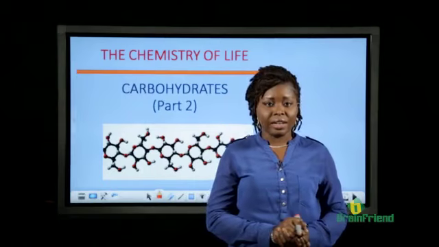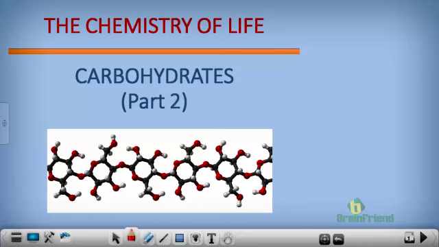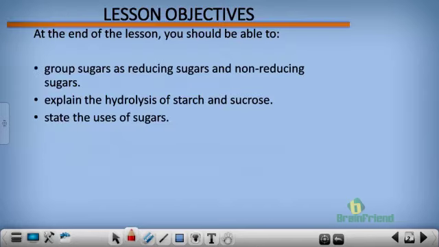The theme of our class is the chemistry of life, and our topic is carbohydrates, part 2. At the end of this lesson, you should be able to group sugars as reducing agents and non-reducing agents. You should be able to explain the hydrolysis of starch and sucrose. And lastly, you should be able to state some uses of sugars.